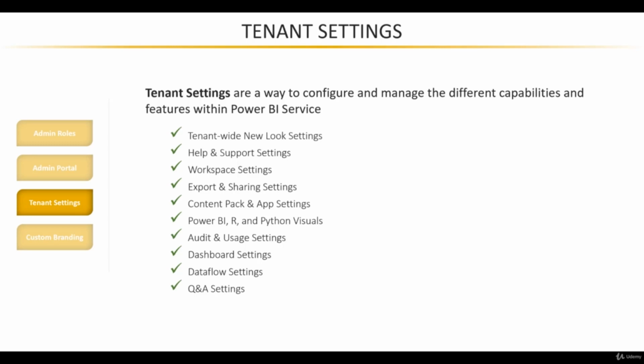We'll talk about the new workspace settings, basically the new versus classic workspace setup. Talk about some of the export and sharing options. We'll look at content packs and app settings. This next bullet here about Power BI R and Python visuals, this is really about being able to add or import custom visuals, along with being able to build visuals from R and Python code that you may want to import. We'll take a look at audit and usage settings. And finally, kind of wrap up looking at different dashboard, data flow, and Q&A settings.